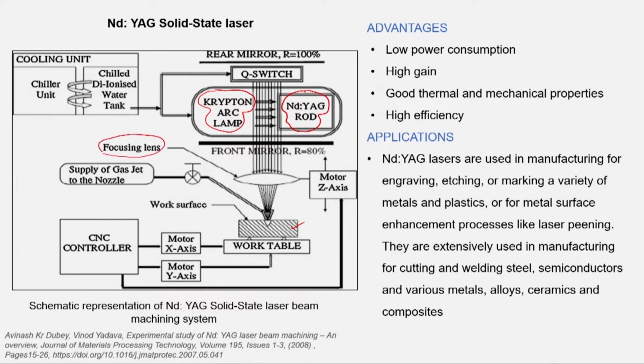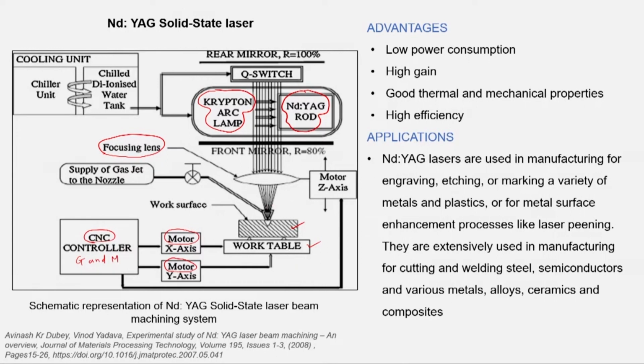So, this is the focusing lens. The work part, which is mounted on the work table, is maneuvered, or translated, in the XY direction by using two motors, a motor for the x axis and a motor for the y axis, and these two motors are controlled by a CNC controller. To have simultaneous motions of the x axis and y axis, we have to write G and M code, the CNC part program.